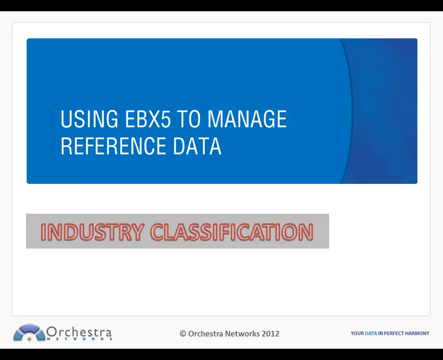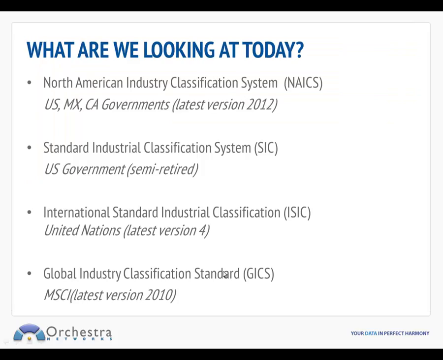Today, I'm going to talk about using EBX5 to manage reference data, specifically industry classification codes. What standards are we going to look at today? We're looking at these four sets of reference data: NAICS, SIC, ISIC, GICS. These are all good examples of public reference data.